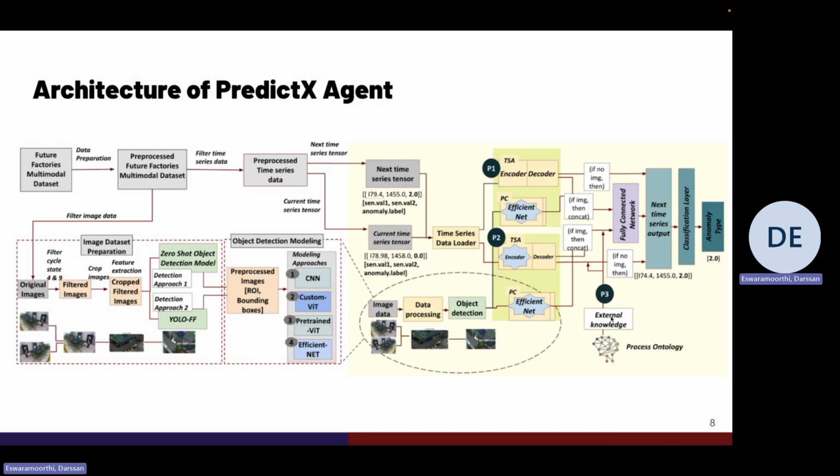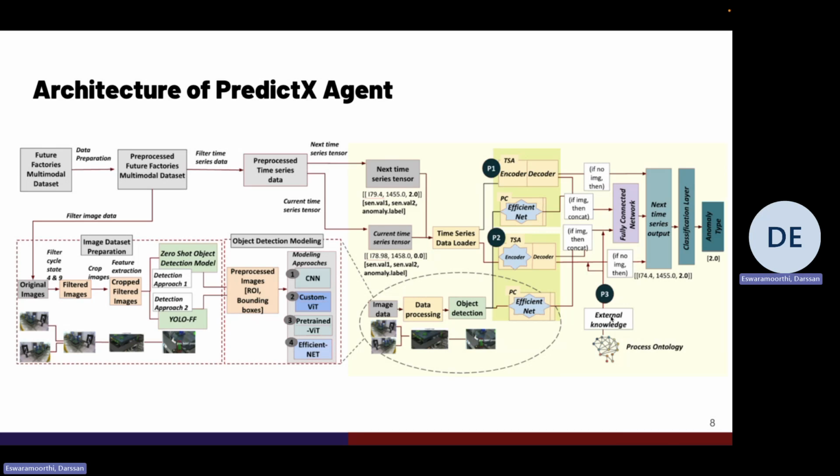and which are then pre-processed respectively. For the image stream, we focus on specific cycle states where anomalies are more likely to surface. Images are filtered, cropped, and passed through a zero-shot object detection pipeline. These images are then encoded using one of several modeling approaches: custom vision transformers and EfficientNet CNN, depending on the target use case and complexity.